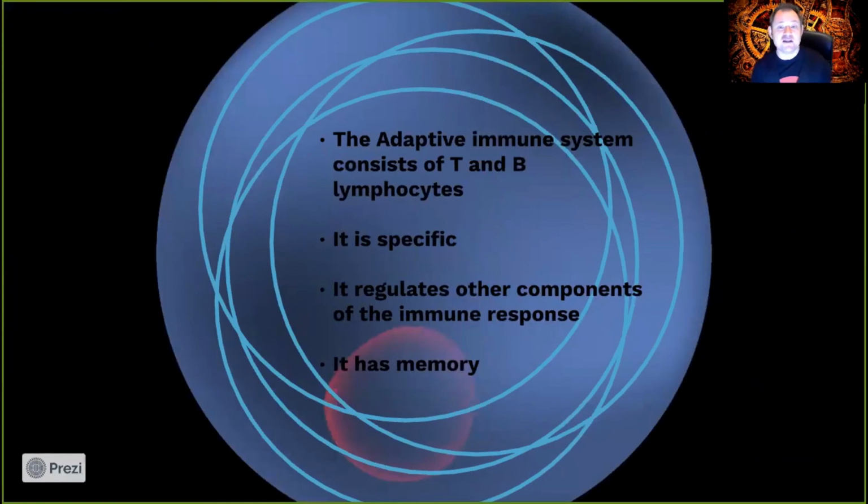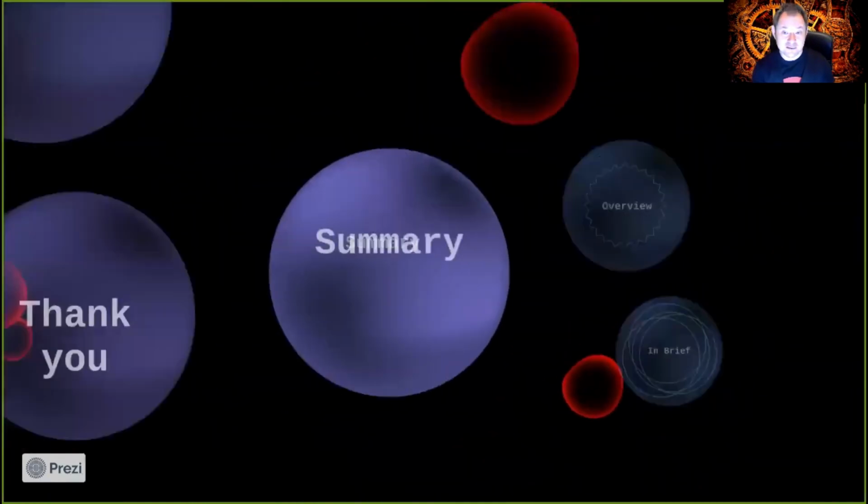So to briefly summarize, the adaptive immune system consists of T and B lymphocytes. It is specific, it regulates other components of the immune response, and it has memory.